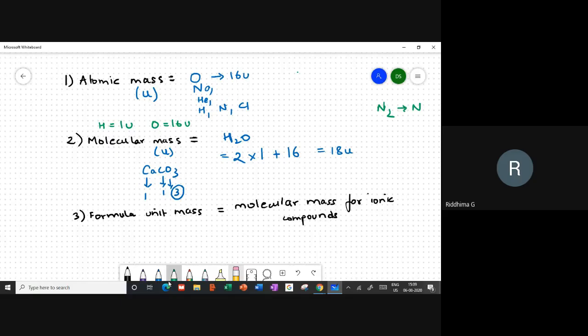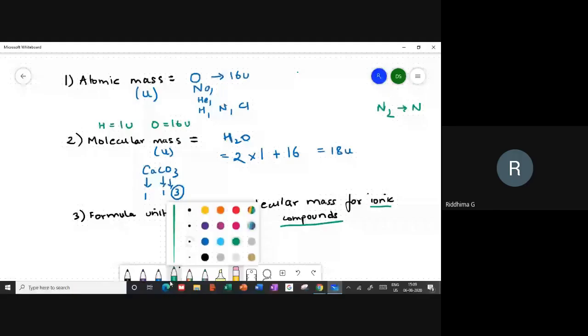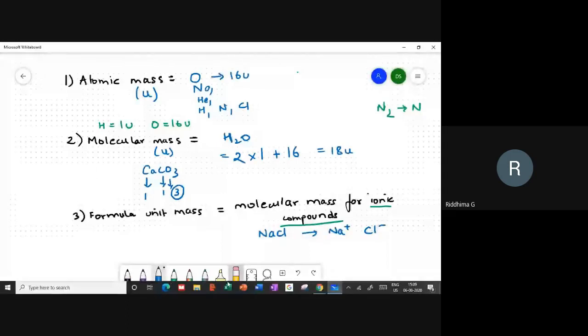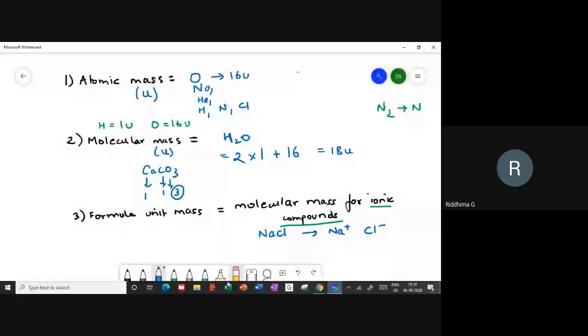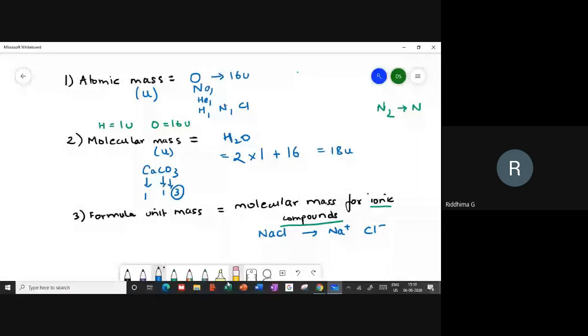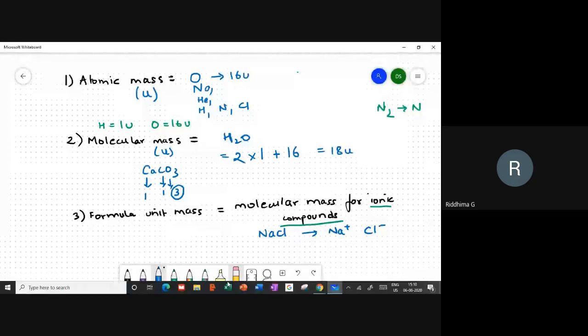Okay, what are ionic compounds? Any compound which splits into corresponding cations and anions, like NaCl. NaCl is an ionic compound. Why? It splits into Na plus and Cl minus. So these are the basic three terms. Get this very clear because in the question they provide the atomic mass, but while calculating number of moles you need to find molecular mass, and in some questions they ask you separately for formula unit mass. So keep all these three things in your mind. Okay, we're done with this.